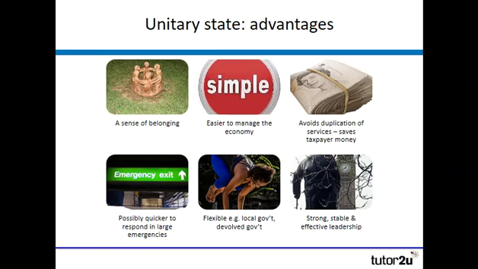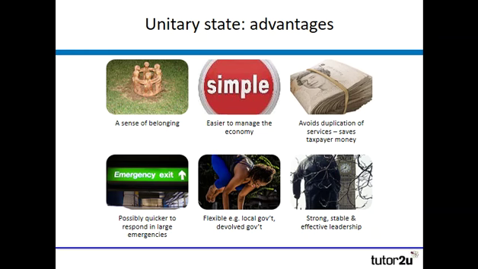So what are the advantages of being a unitary state? Well, firstly, it can create a sense of belonging. Instead of having different parts of the country effectively pitted against each other, there is a sense of national belonging. It can make it easier to manage the economy, collecting taxes in one area to spend elsewhere, for example, helping to reduce perhaps inequality or spend on infrastructure, such as roads and railways.